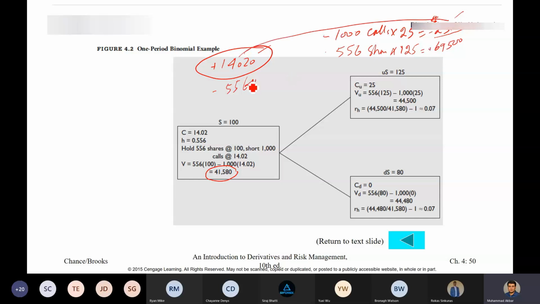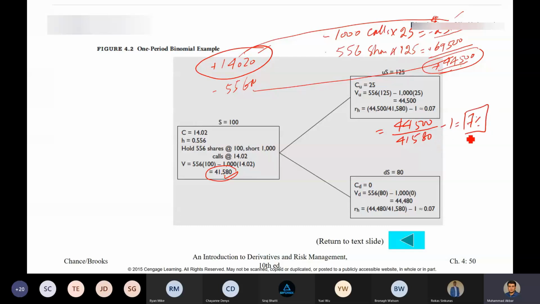A loss on the call, but a gain on the shares. The end result is that if you look at your net portfolio, you have 44,500 positive cash flow. So you invested 41,580, which will return to you 44,500 at the end of the period. If you calculate your rate of return, it will be the future value of your investment in the hedge portfolio divided by the present value of the investment in the hedge portfolio. So if you do that, it is approximately 7%, which is the risk-free rate.